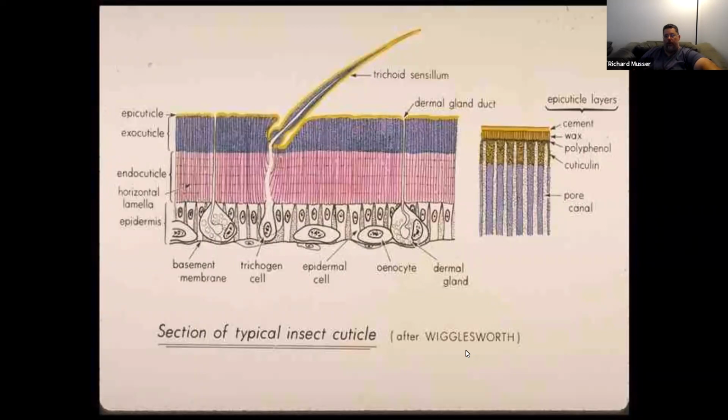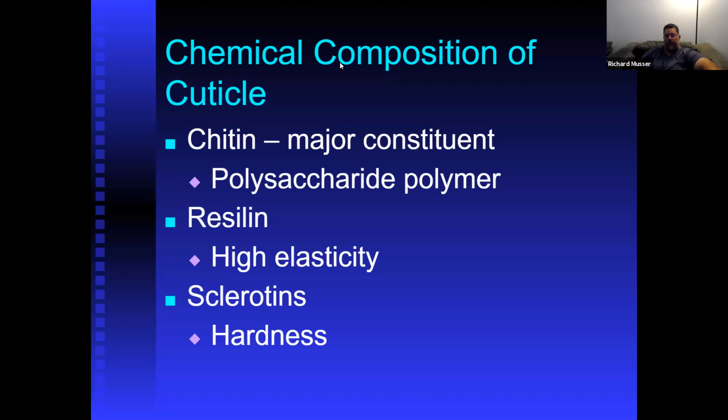Wigglesworth was actually a very famous scientist that really is kind of like the father of insect anatomy. So what is the chemical composition of the cuticle? It's mostly made up of a polysaccharide. Remember, polysaccharides are sugars.